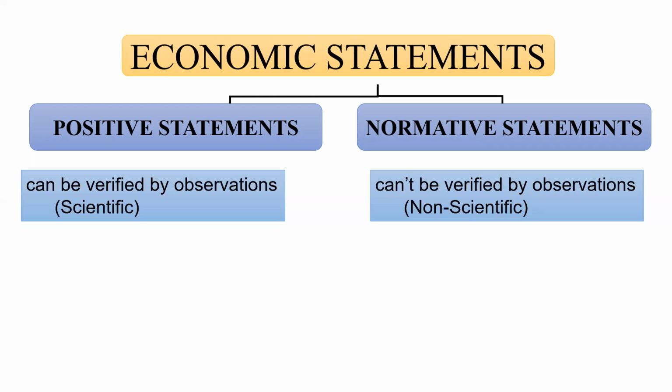What do you mean by a scientific statement? You can prove it. You can see it in the real world, what is really happening. Or it's a theory that has been tested by someone. You can test it even today, at any time, anywhere. So what's a normative statement? You can't test it. You can't see it happening in the real world. No data, no evidence.